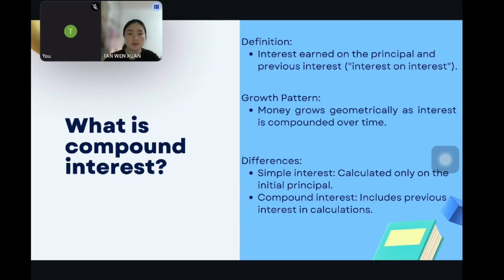Now I'm going to talk about what compound interest is. Compound interest grows not only from the principal but also from previously earned interest, different from simple interest, which is calculated only on the principal. This compounding effect causes our money to grow faster over time.